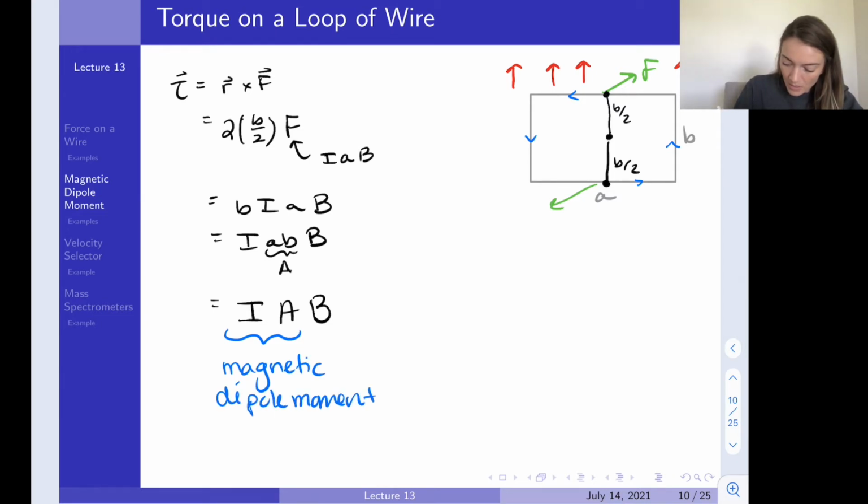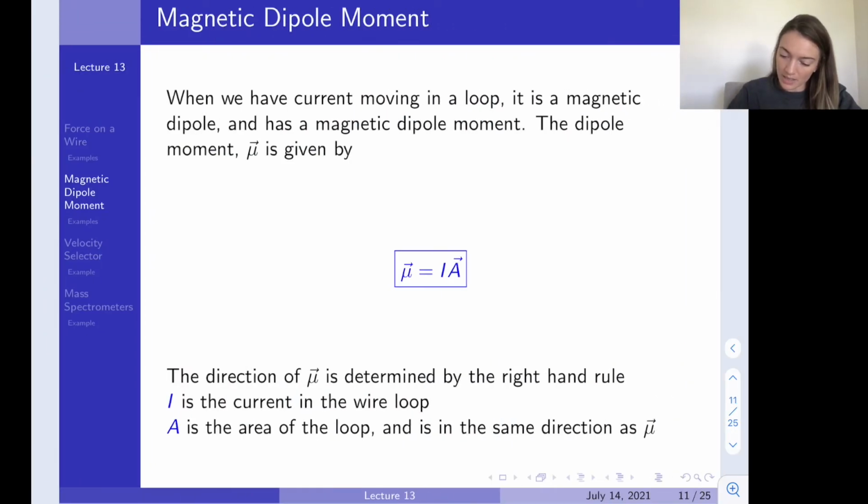And we denote that by mu. So a wire loop with a current going through it is a magnetic dipole, and it has a magnetic dipole moment mu, just like we saw with the case of an electric dipole, which had an electric dipole moment. So this is how we denote the magnetic dipole moment, with the Greek letter mu. So I just rewrote that here.